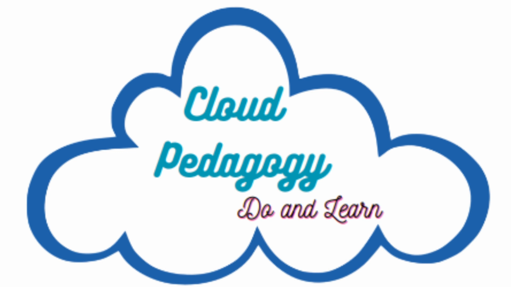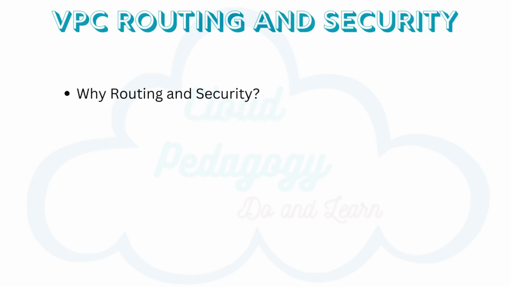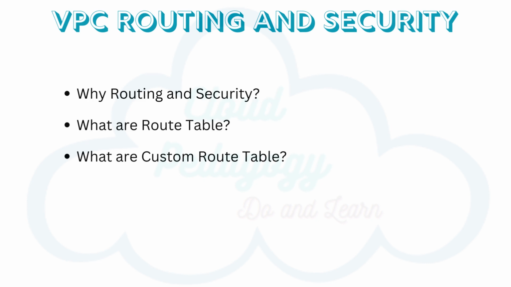In the last session, we have covered a few of the VPC components. In today's session, we will learn about Amazon VPC routing and security. First, we'll try to understand why we need routing and security, what route tables basically are, and we will understand the components, like what the custom route tables are.